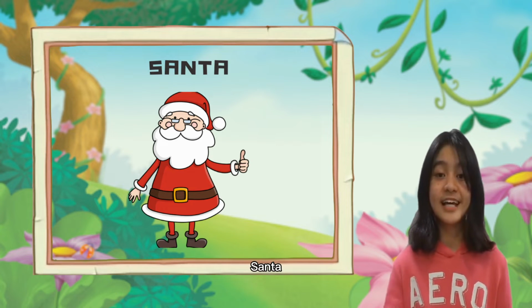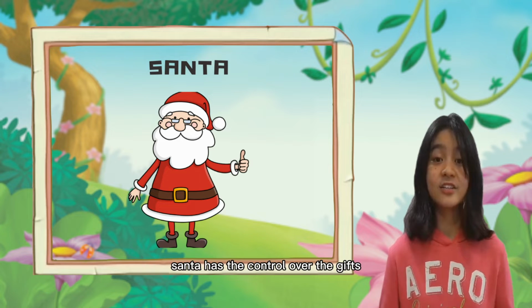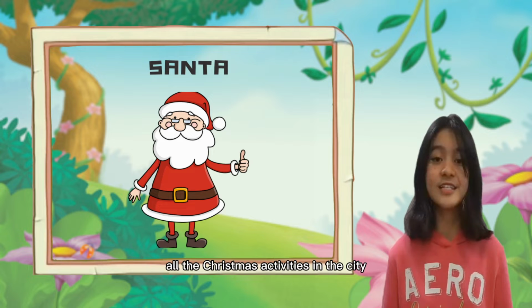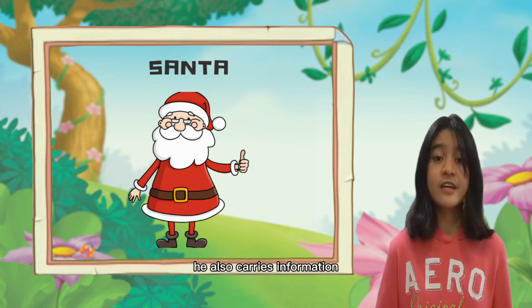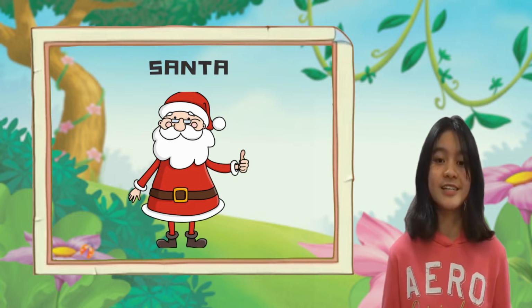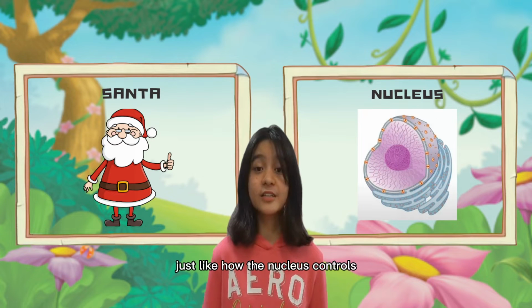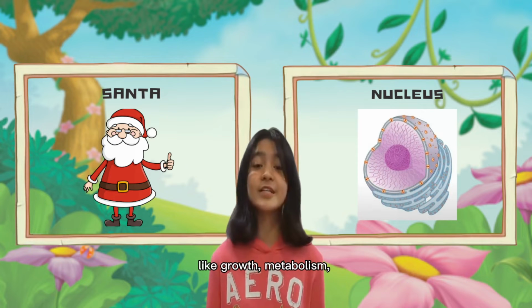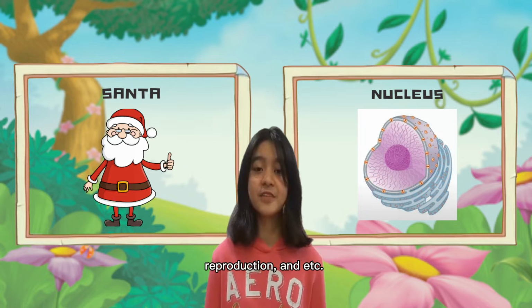The next one is Santa. Santa has the control over the gifts and he regulates all the Christmas activities in the city. He also carries information like wishes of the people living in the city, just like how the nucleus controls and is responsible for the cellular activities like growth, metabolism, reproduction, and etc. It also stores cell hereditary.